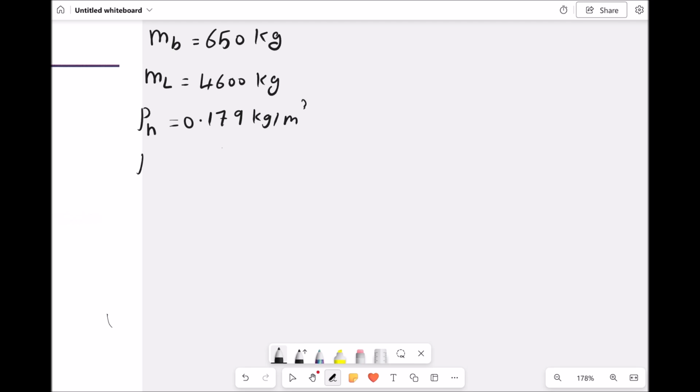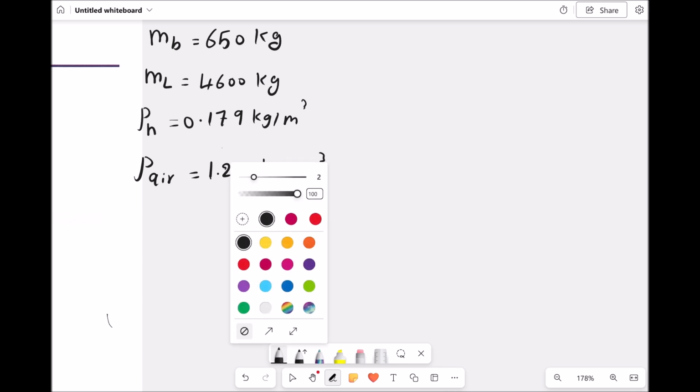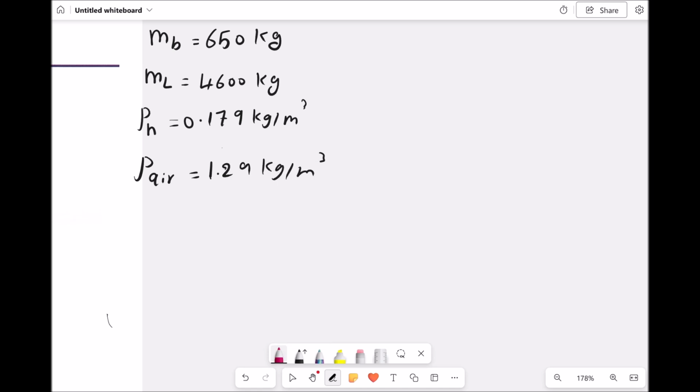You also need the density of the air, since the balloon is in the air. So you are going to need the density of the air too, which is 1.25 kilogram per meter cubed. Now guys, look, what does it need? It says the volume. V is equal to what?